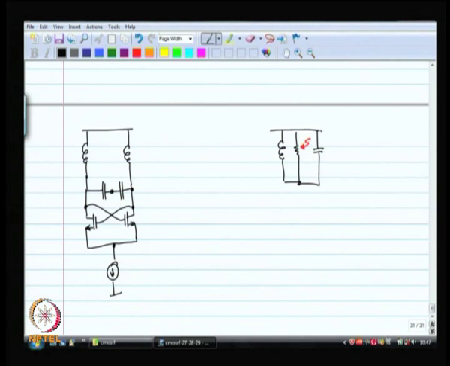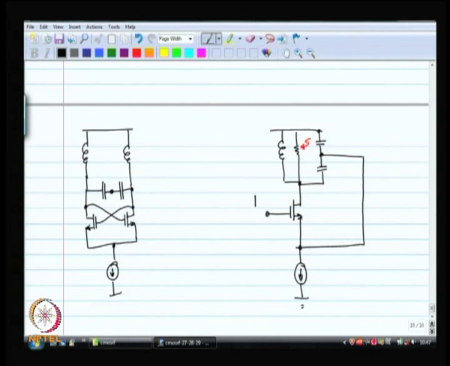Now, what I am going to do is, instead of having this, I am going to break this capacitor into two capacitors in series, all right? And I am going to take out the voltage from the middle and feed it back. So, this is more or less the topology of a Colpitts oscillator. So, I have got a tank and I take out a fraction of the voltage on the capacitor and feed it back to the source.